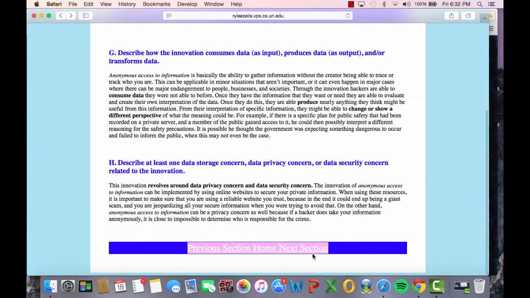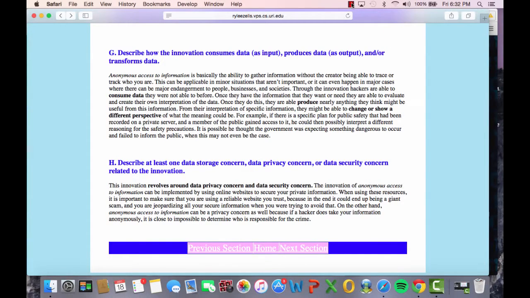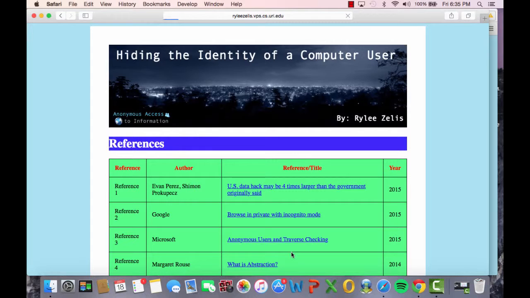Alright, a little bit of a technical difficulty. URI Secure has stopped working, so I'll resume this in a moment. Alright, URI Secure is working again. So moving on to my last page.